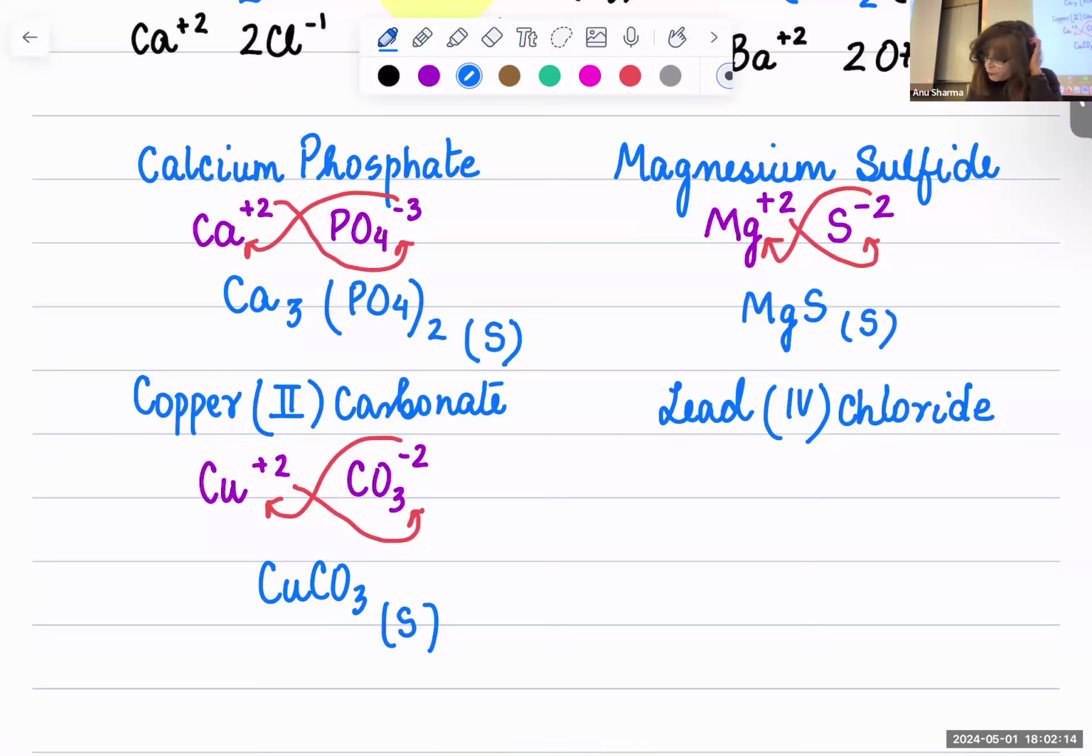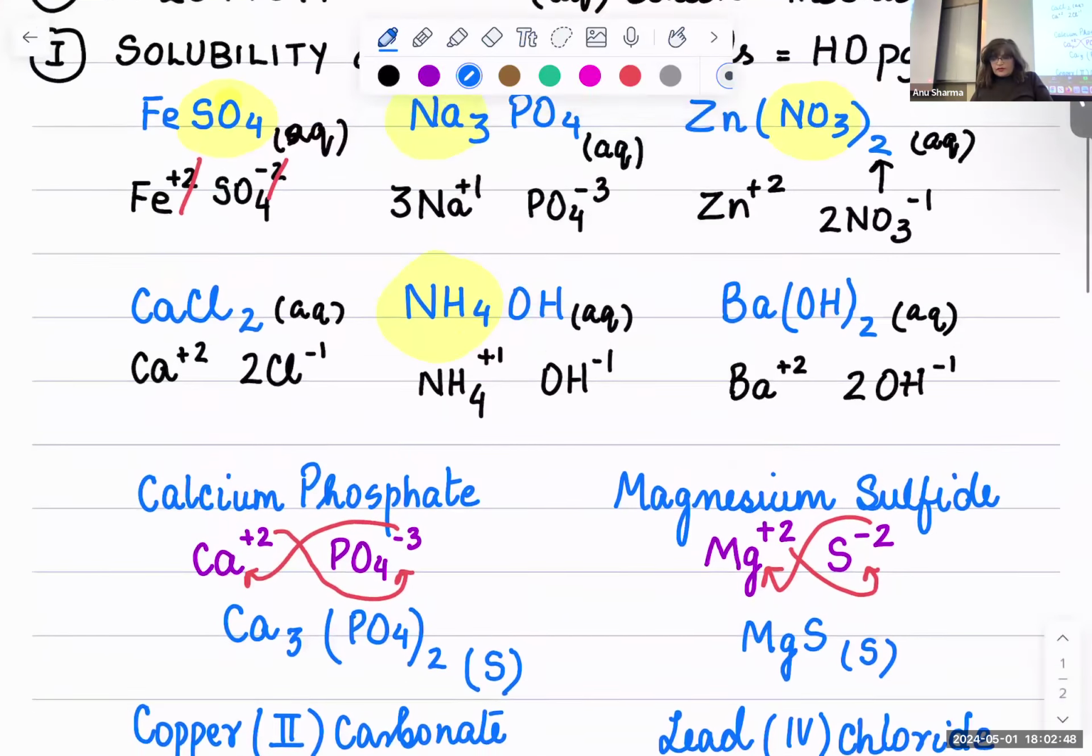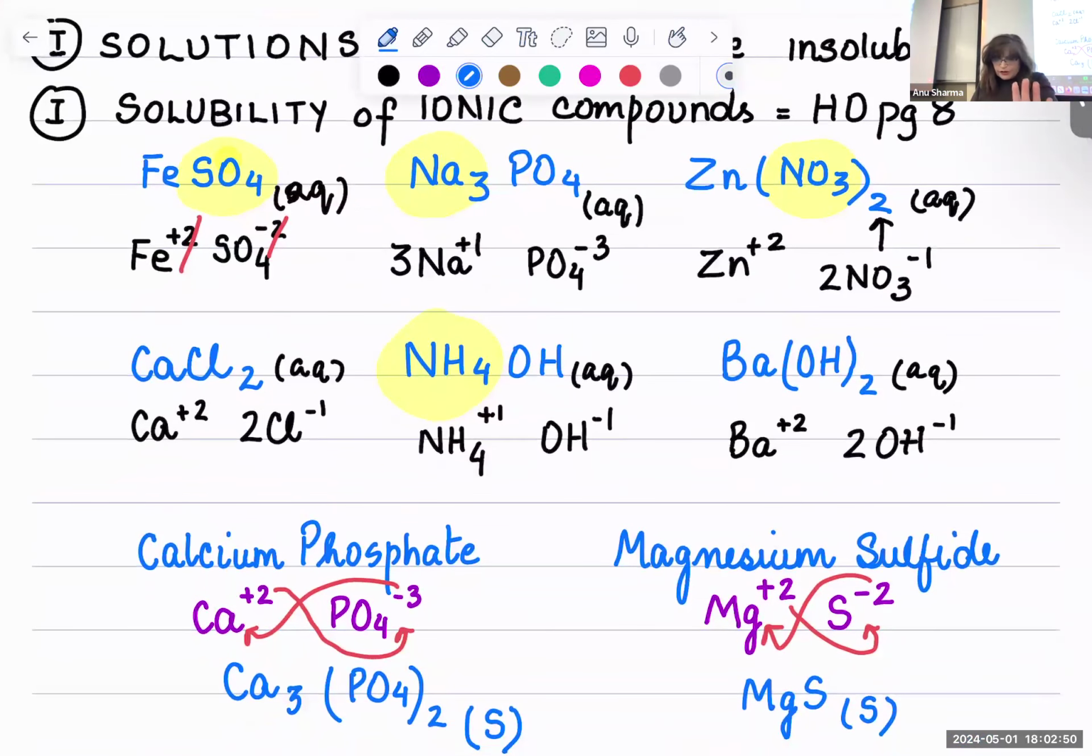Okay, next, lead 4 chloride. Lead, Pb, charge +4. Chloride, charge -1. Crisscross, this number comes here and this number comes here. What do you get? PbCl4, and it is a solid. All right, so this is the solubility of the ionic compound. So these types of questions will be there.